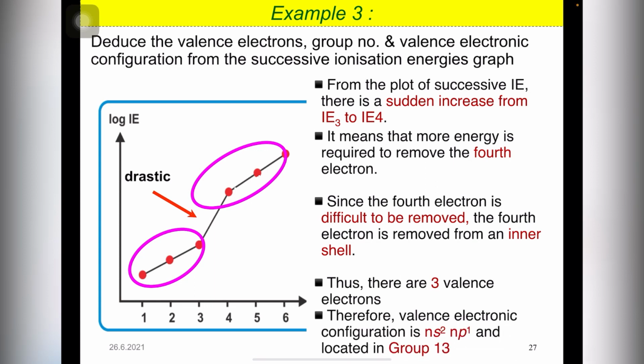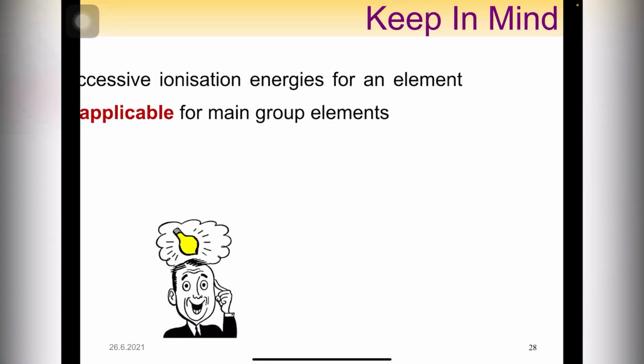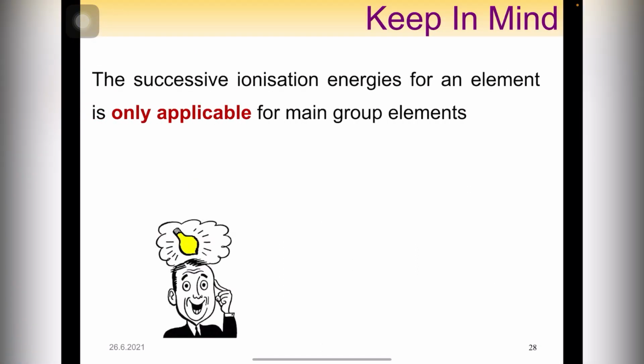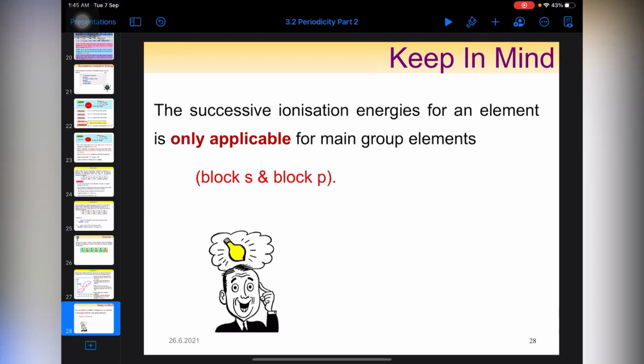So the electronic configuration for the valence electrons is ns2 np1, and it is group 13. I told you that successive ionization energy for an element is only applicable to main group elements. Which ones are the main group elements? We refer to block s and block p. Okay, that's all. Thank you.